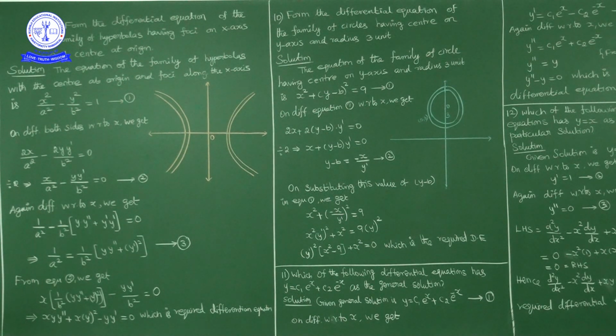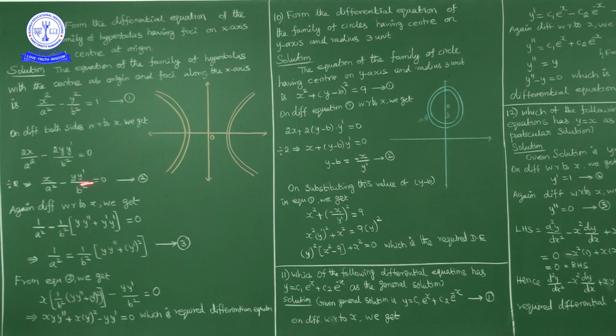For this, differentiate with respect to x on both sides. So what we get? x² derivative 2x upon a², minus 1 by b² constant as it is, y² derivative 2y y', constant derivative 0. Taking 2 common and cross multiplying, we have x/a² − y'/b² = 0.